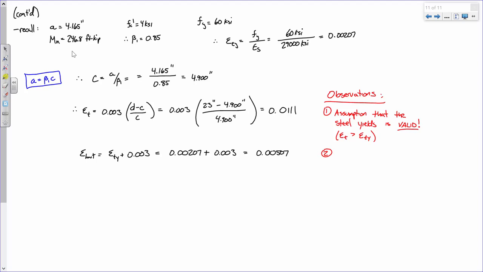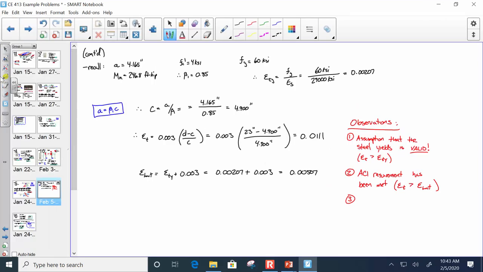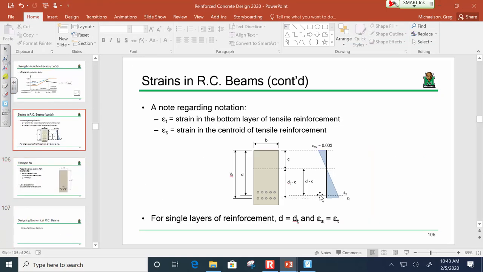Observation number two, the ACI requirement has been met because the strain in the steel is greater than the limiting strain. All right. There is a third observation that I can make. The third observation goes to this.